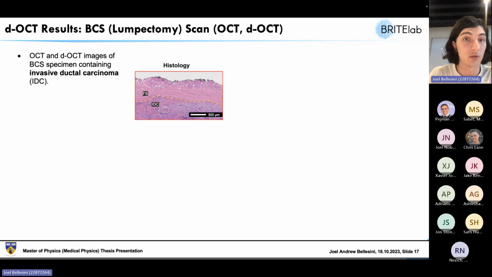Okay, final case, we've got a lumpectomy scan, or breast-conserving surgery scan, in which this specimen contained invasive ductal carcinoma. Another thing worth noting is that for lumpectomy scans, the histology is processed in the B-scan plane rather than the en face plane. So essentially, we're looking at a top-down view, where Y is essentially depth in this histology slide.